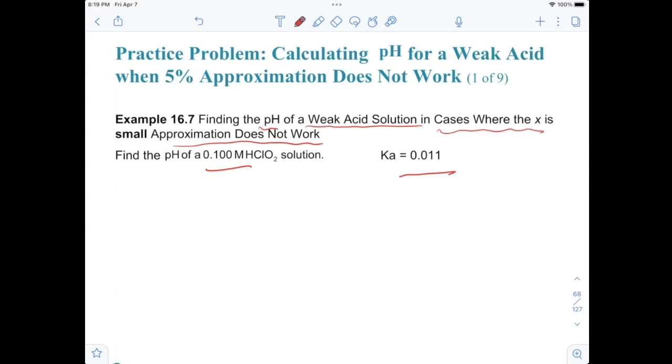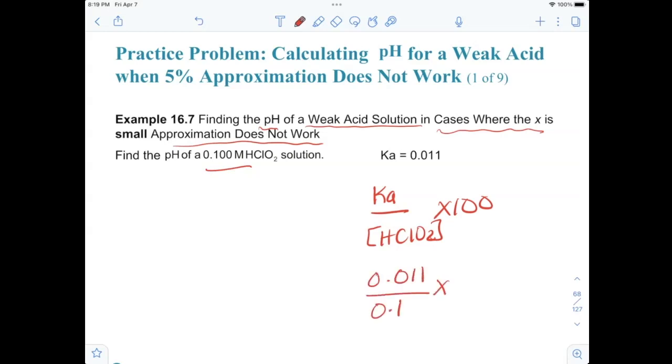Okay. So let me show you up front how the 5% rule is failing. You take your Ka, divide by your concentration of your acid, times 100. 0.011 divided by 0.1 times 100. What do we get? 11%. This is larger than 5%. So yeah, they're right. The small approximation of the 5% rule fails.